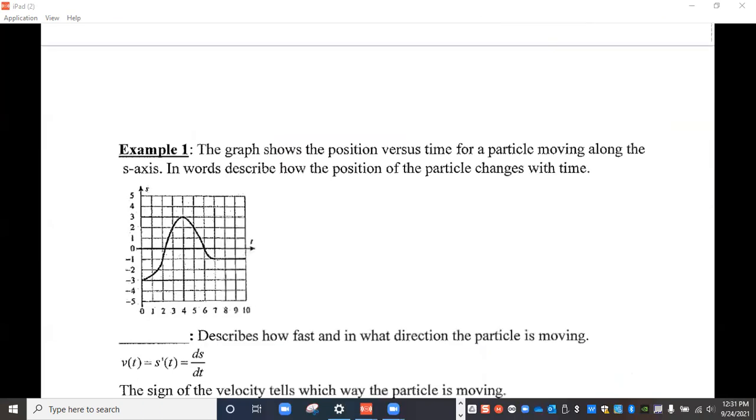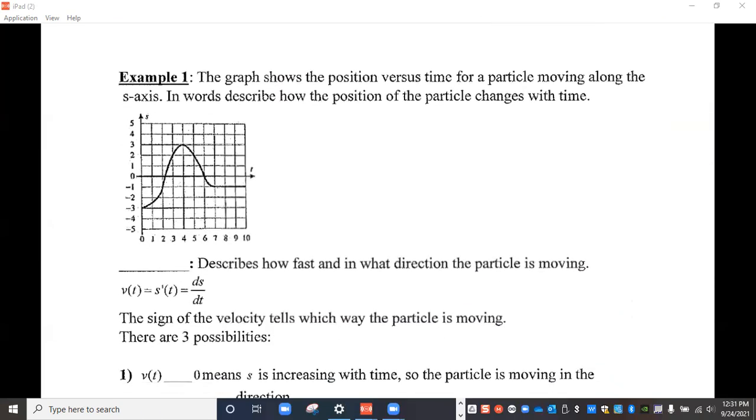Okay, so let's take a look at this first graph. Always pay attention to what graph they're giving you. Sometimes they'll give you the position graph, sometimes they'll give you the velocity graph. Here they're giving the position versus time graph. And again, for a particle moving along the x-axis, in words, they want us to describe how the position of the particle changes with time.